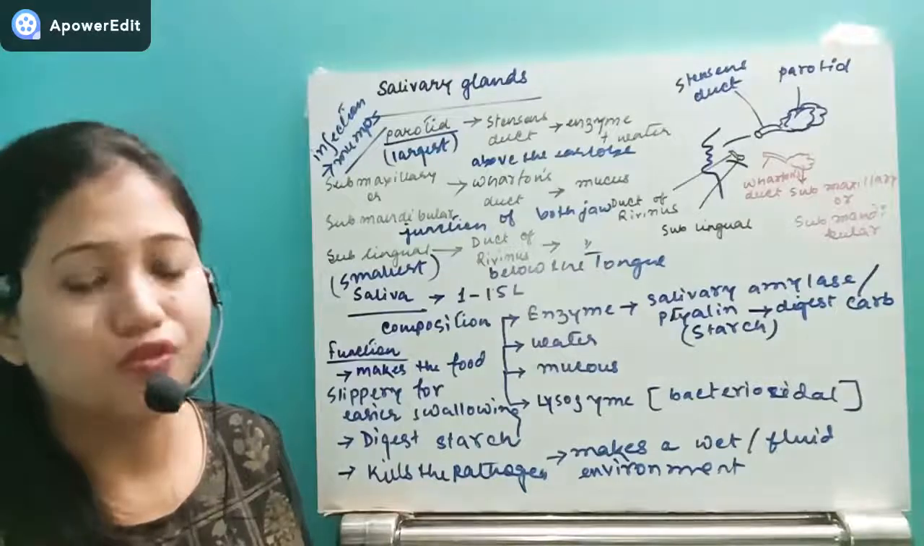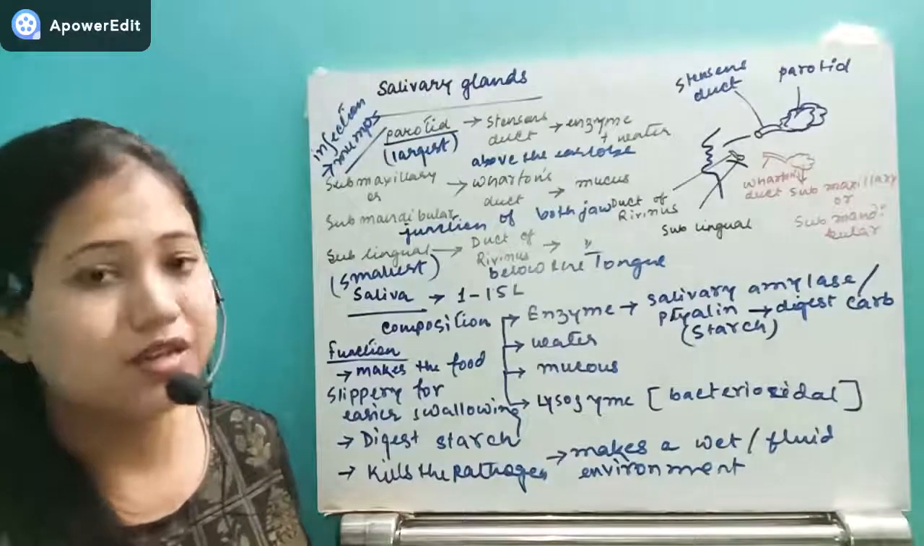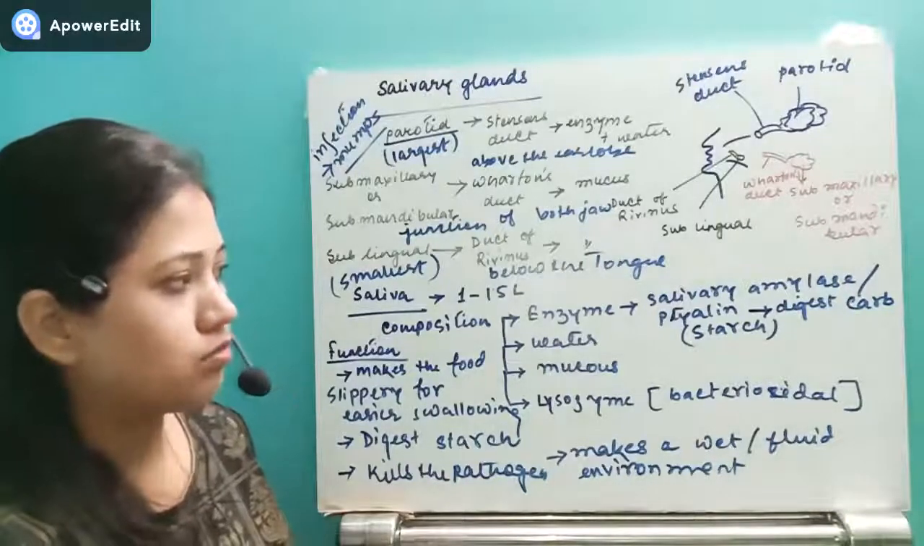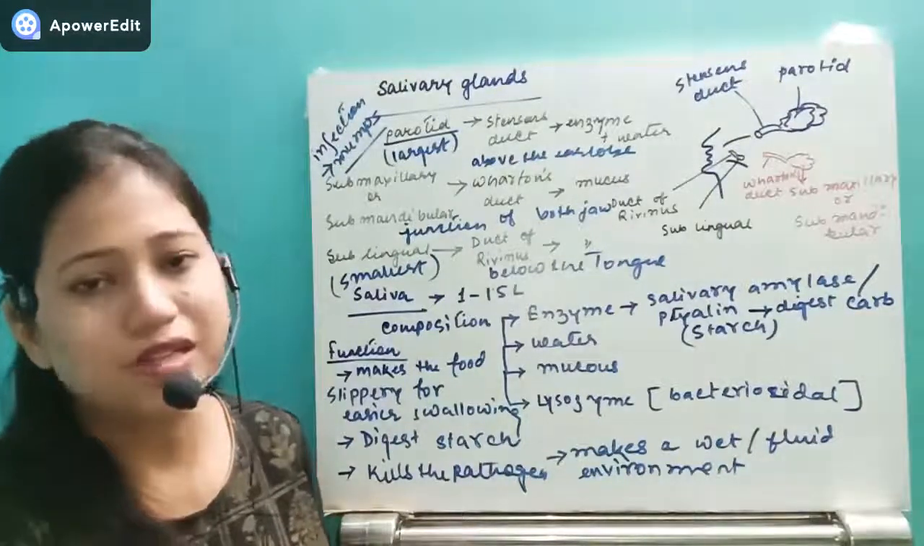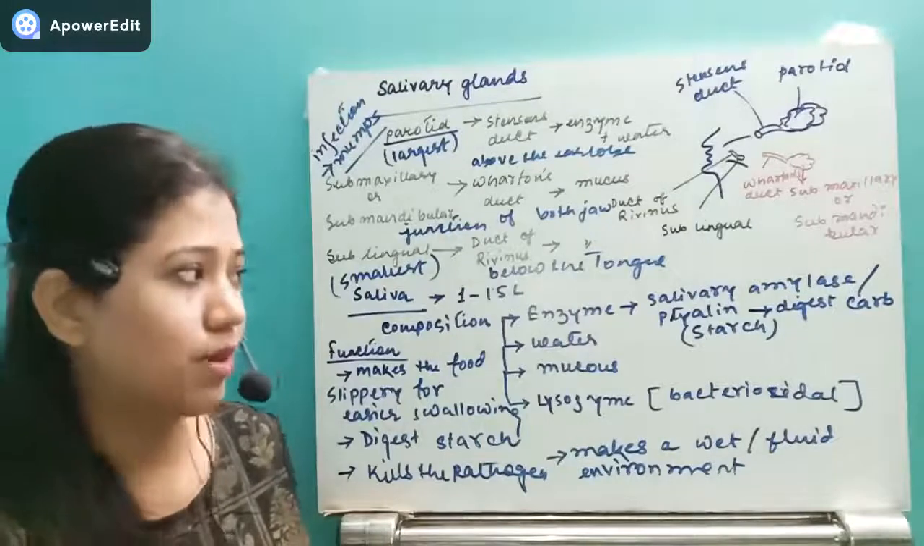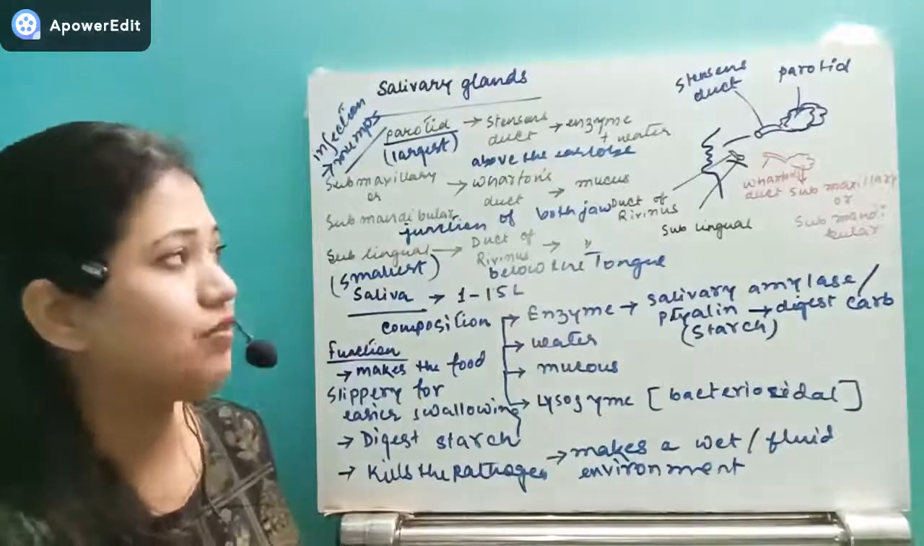After that, let's move to the next part, that is the Waldeyer's ring and the pharynx region. We will discuss in the next video. So I hope you remember about the tongue and the salivary glands.